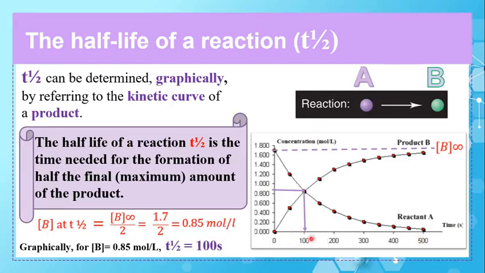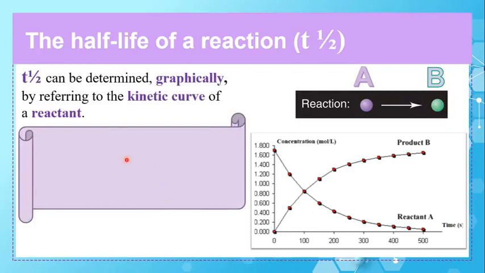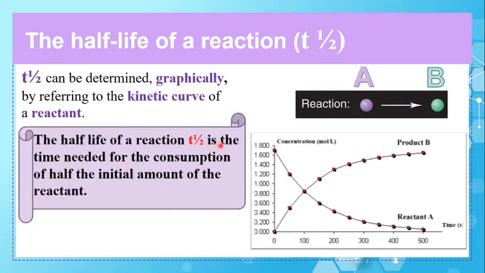Always remember this. Can T half be determined by referring to the kinetic curve of the reactant? Yes. Let's see. Also, we have another definition for T half. T half is the time needed for the consumption of half the initial amount of the reactant. So, the reactant A here, this is the kinetic curve of reactant A. The initial amount of A is 1.7 mole per liter.